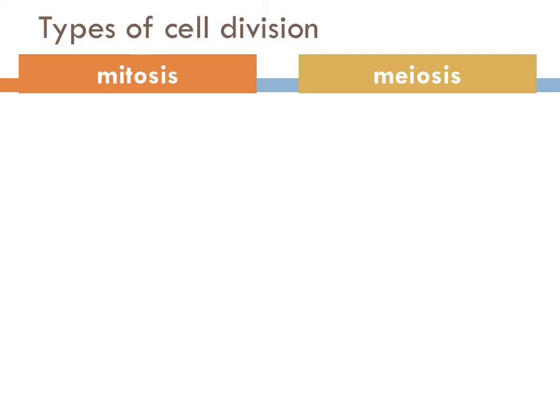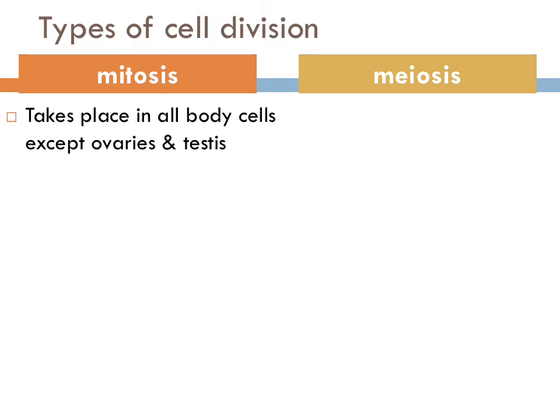In mitosis, we want to remember that this type of cell division takes place in all body cells except ovaries and testes, while meiosis is completely the opposite. This takes place only in ovaries and testes. Never will meiosis take place anywhere else. We're talking about humans, of course. If we're talking about flowers, then meiosis will happen inside anthers and inside ovaries as well.